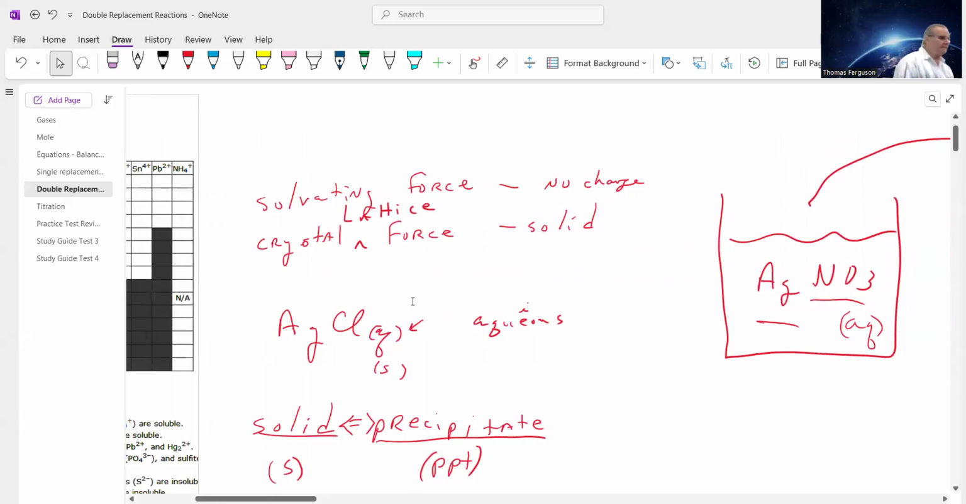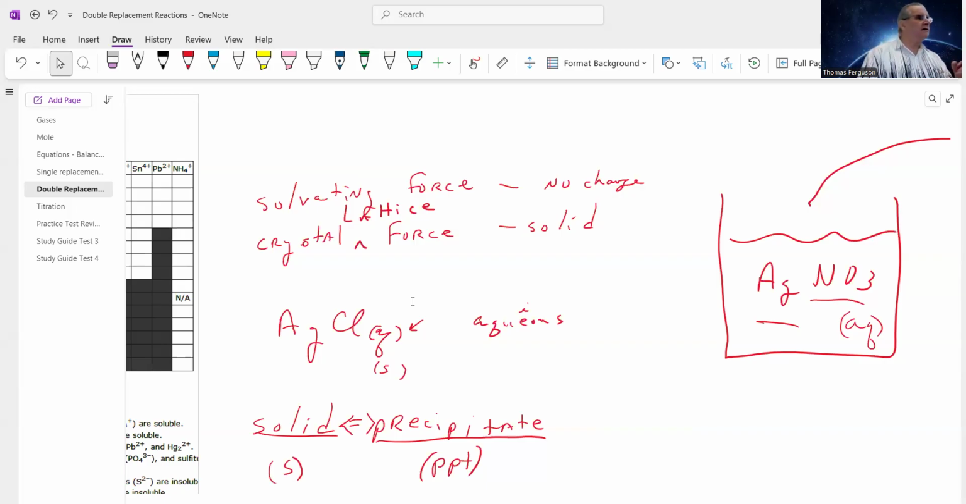Now, qualitatively, there are two forces at work here to determine if you're going to get a solid. In other words, we put sand in water versus putting sugar in water. What's the difference? Sugar dissolves, right? Sand doesn't dissolve. Why? These two forces will tell you why.